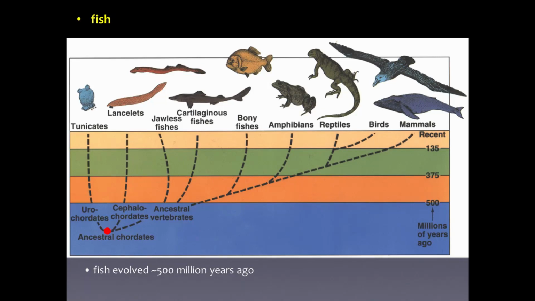We're now going to talk about fish. Evidence of fish first appeared in the fossil record about 500 million years ago. So once again, we had a shared common ancestor. We're going to look at three different groups of fish.